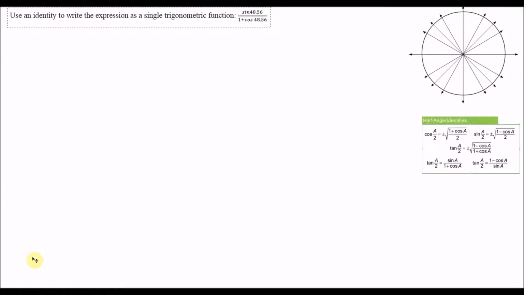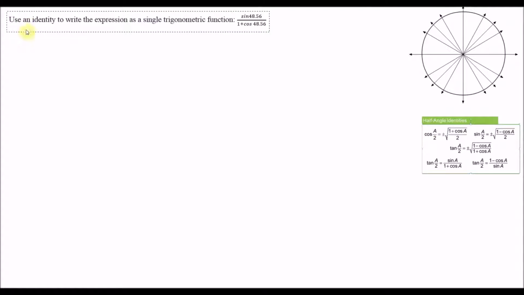On our fourth example, it kind of gives us a question, making us utilize the half-angle identities in a different way. So, we're given sine 48.56 over 1 plus cosine 48.56, and we're told to use an identity to write a single expression for that.